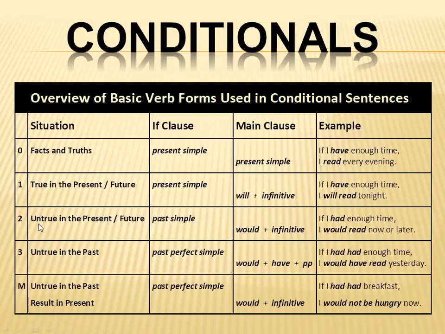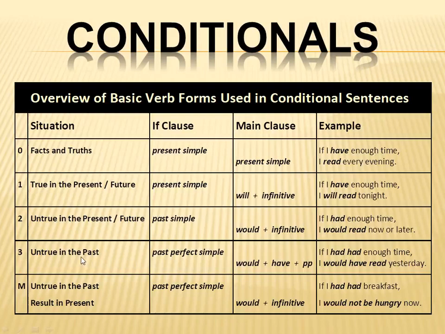In the second conditional, we talk about things untrue in the present or future. You have to use past simple in the if clause, and would plus infinitive in the main clause. For example, if I had enough time, I would write now or later.